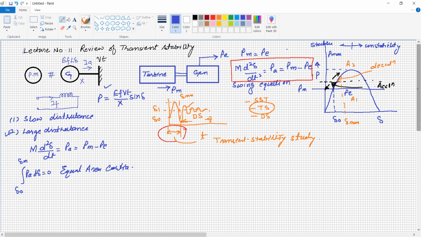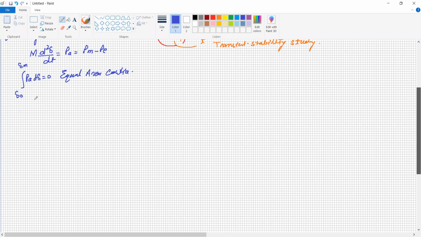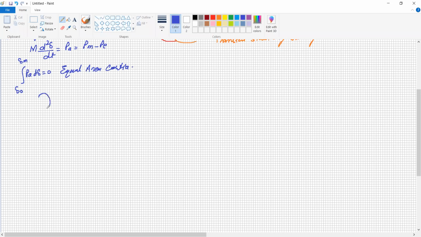Now we will take a few examples to understand the equal area criteria. Say a generator is connected to the infinite bus. We have seen the terminal voltage and the excitation voltage EF at an angle of delta, having some reactance and delivering the current IA. Definitely there is a mechanical input, and the mechanical input during the transient condition remains constant.